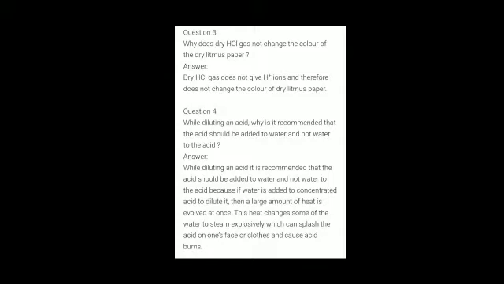While diluting an acid, why is it recommended that the acid should be added to water and not water to the acid? While diluting an acid, it is recommended that the acid should be added to water with constant stirring, because if we add water to the acid, then it is a highly exothermic reaction. The container may break down, and the heat may splash out.